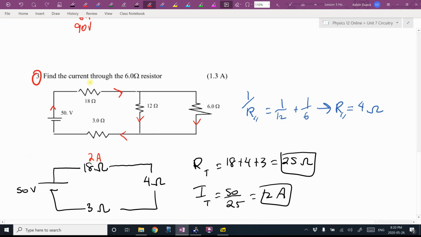2 amps going through there also means 2 amps going through there. 2 amps are going through there also means 2 amps are going through there, which means knock knock. I know two things. This has to be 36 volts. Knock knock. I know two things. This has to be 6 volts.